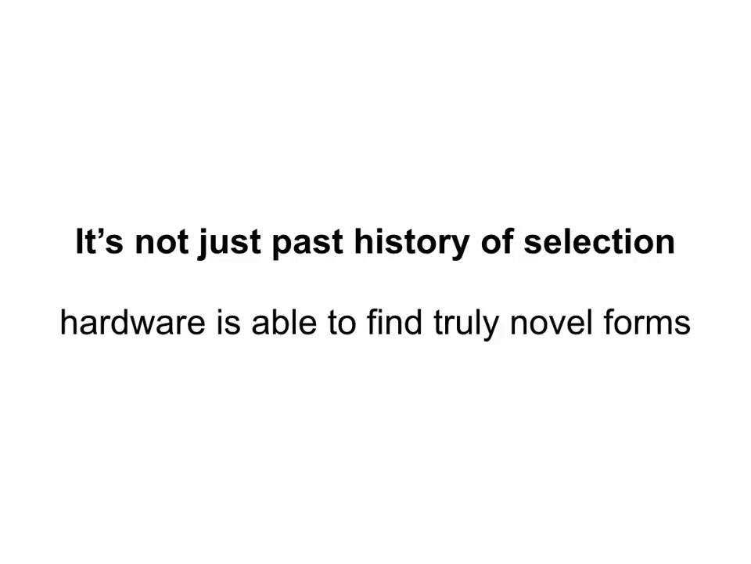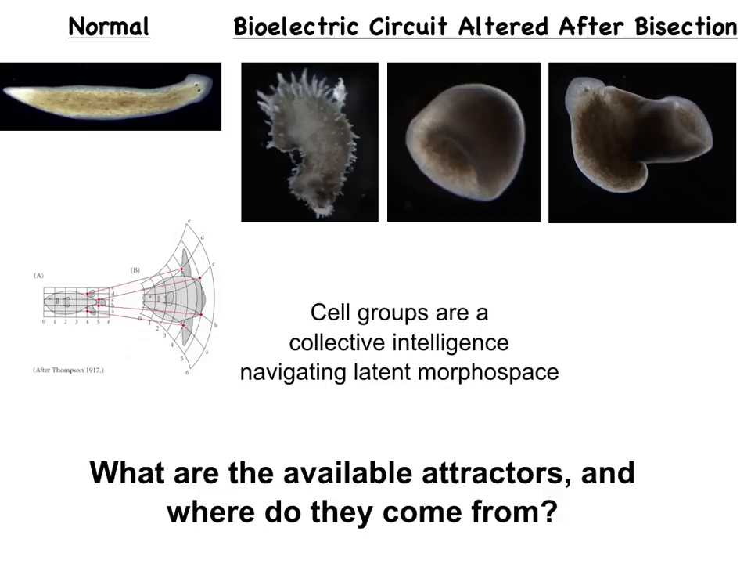And what I want to show is that some of them are reasonably explained as having been selected for, but others are not. And it's quite clear that the hardware is able to find truly novel forms in that space that don't appear to have anything to do with a past history of selection. So the first thing to look at is this.